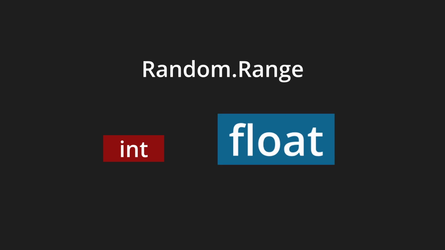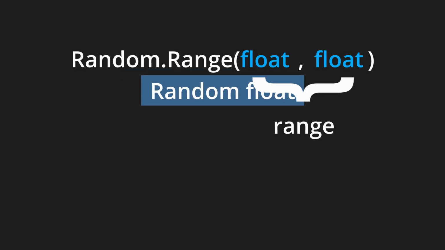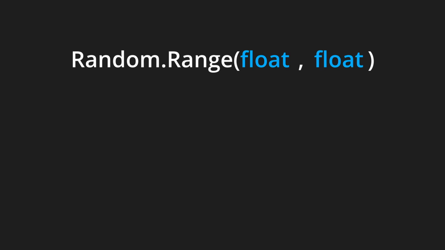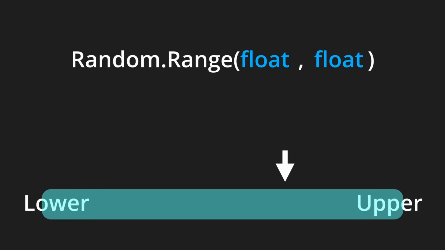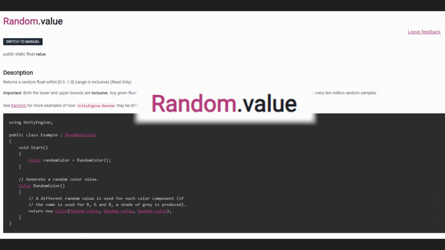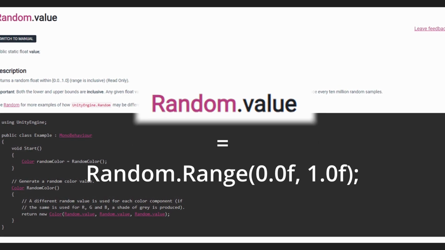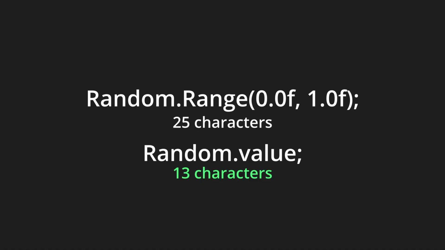Let's start with the most obvious one, Random.Range. You probably used it already, so in brief, Random.Range has two variants. The float overload just returns a random float value within range. Both the lower and upper bounds are inclusive, meaning that the function can generate whatever is between them, and of course the values themselves. And speaking of values, there also exists something called Random.Value. It is the same thing as Random.Range 0 to 1, but it is shorter, I guess.